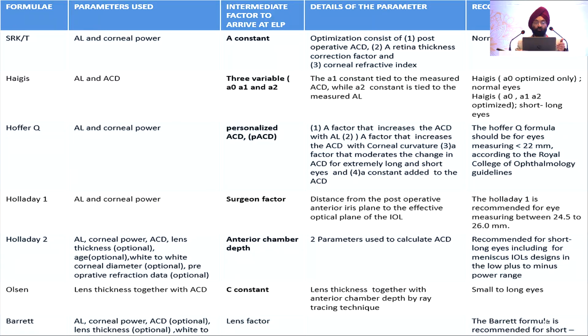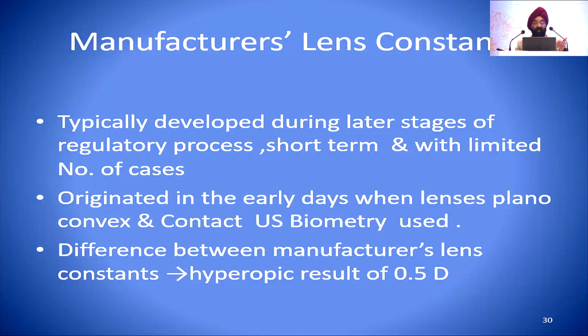And there are some intermediate factors to arrive at effective lens position. We are all aware of A constant, which was used in earlier formulas like SRK2 and SRK/T. Haigis has factors like A0, A1, A2, Hoffer Q has pACD, and Holladay 2 has anterior chamber depth. Holladay 1 has surgeon factor, Olsen has C constant, Barrett has lens factor.